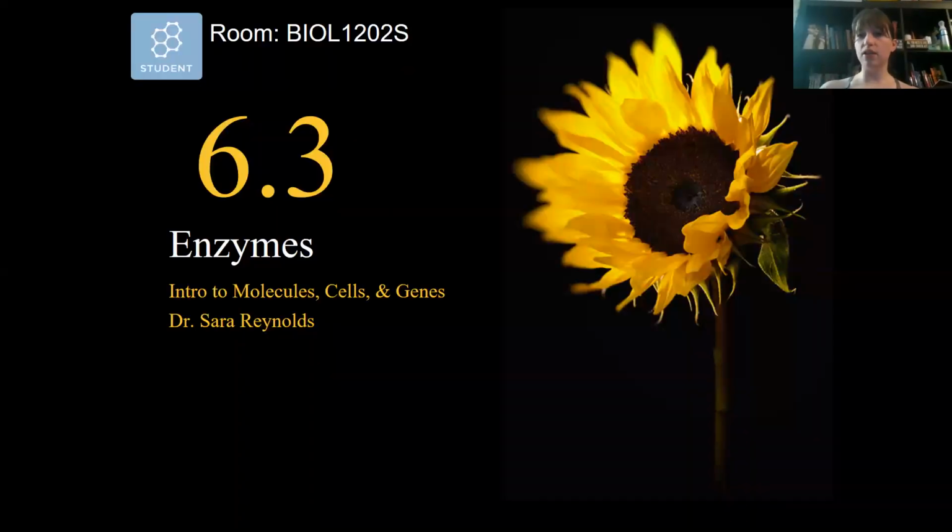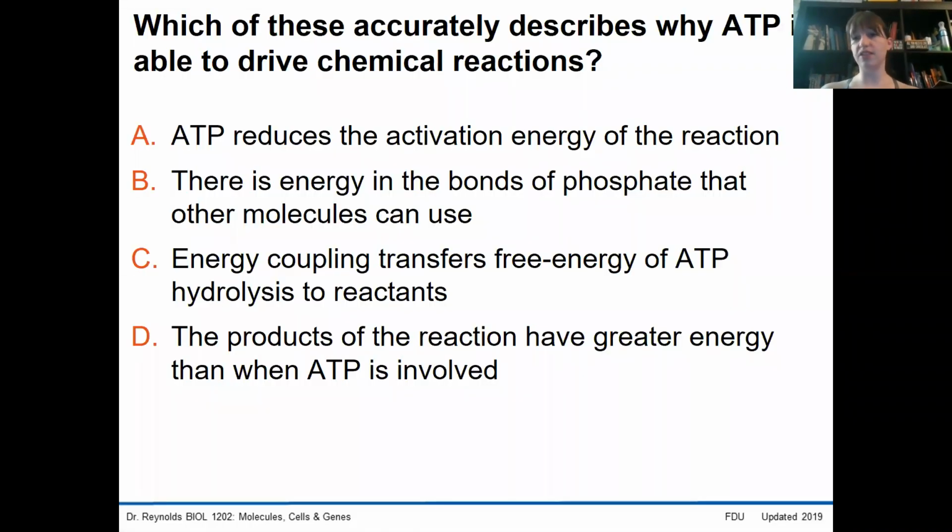Now we're going to take a look at contrasting the process by which enzymes help reactions to proceed with ATP. If you're not sure that you really understand the process by which ATP catalyzes reactions, I strongly recommend taking a look at the Khan Academy tutorial, which was found in the previous video and posted on the course website. But here's an opportunity for you to test yourself. Pause the video here and tell me which of these describes why ATP is able to drive chemical reactions.